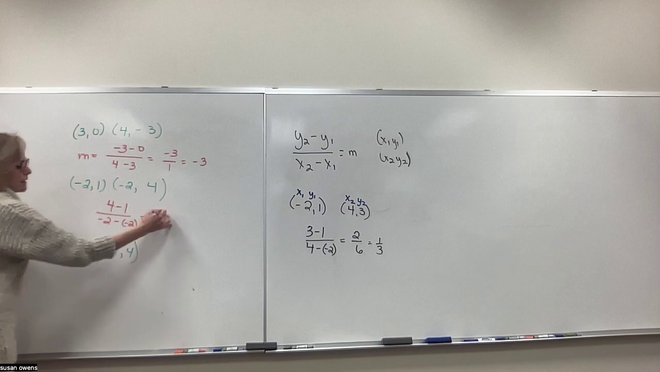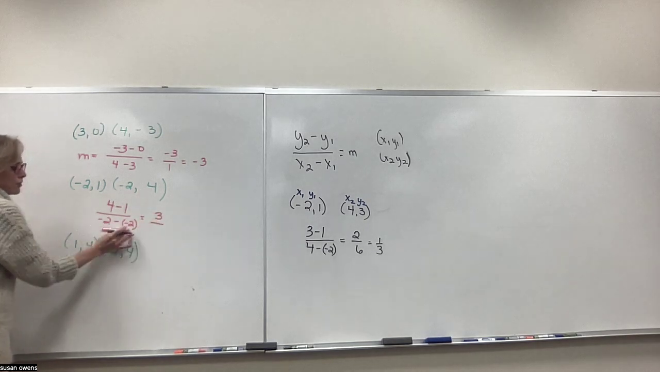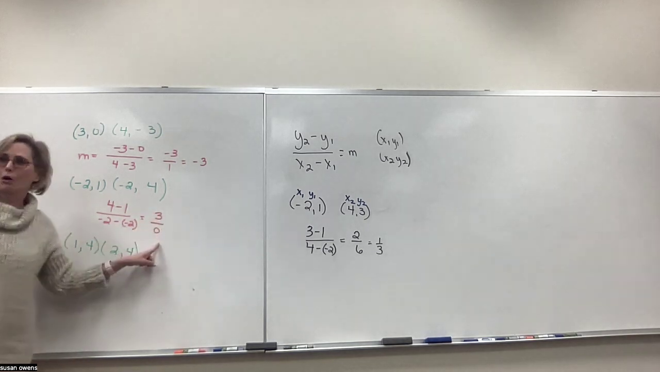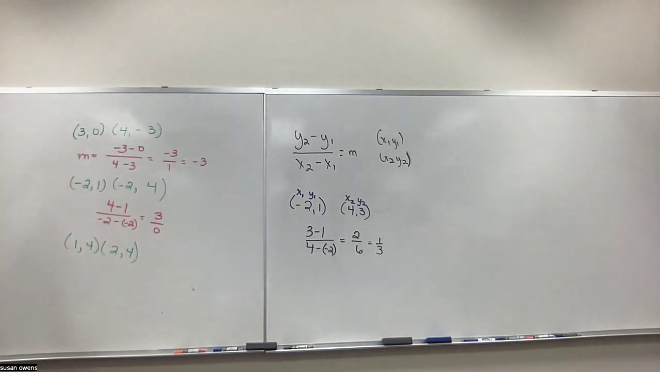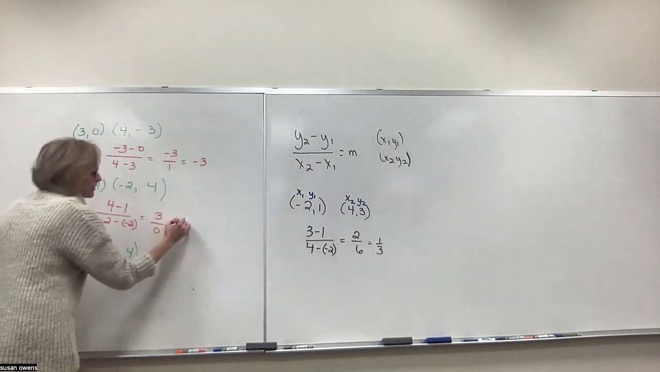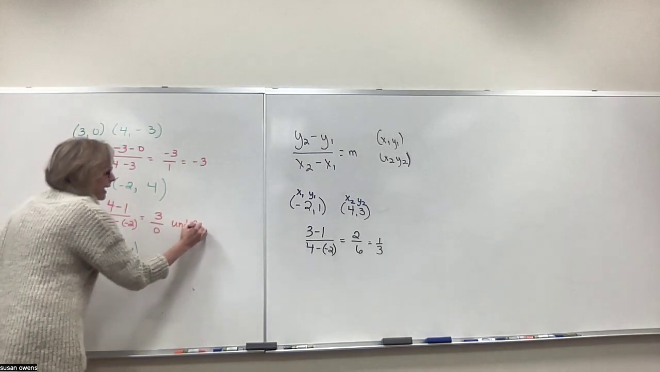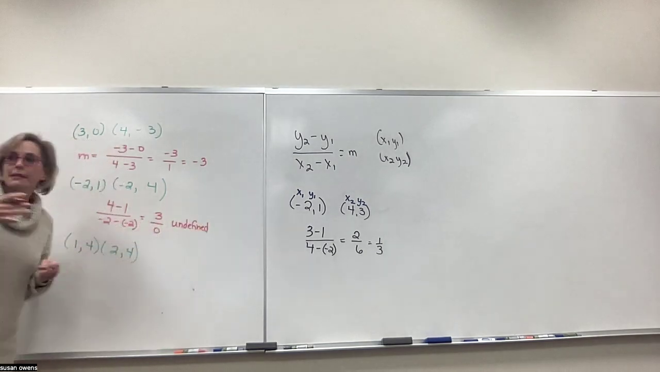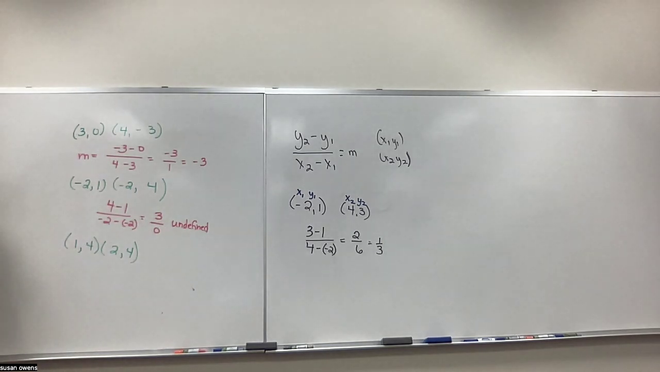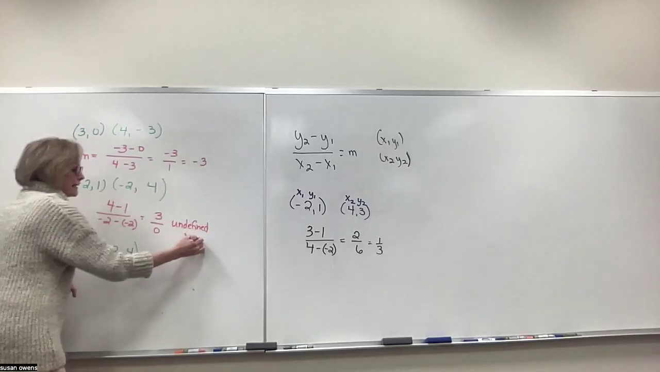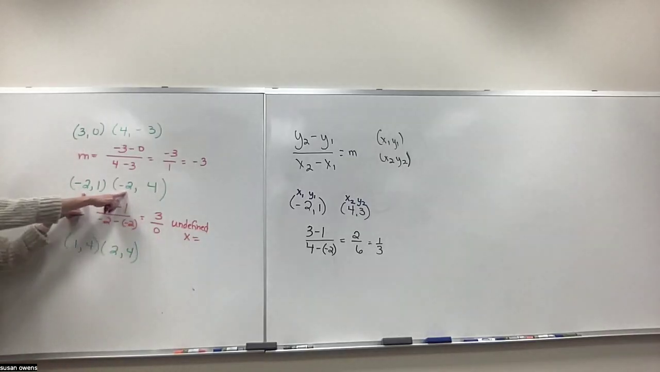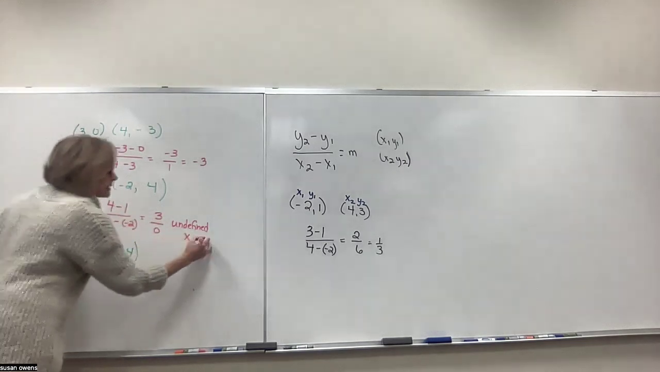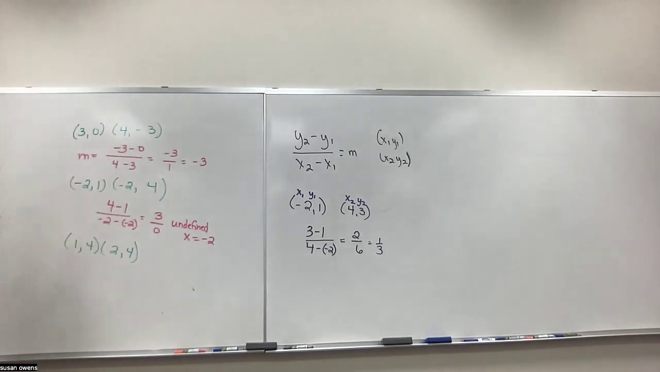So 4 minus 1 is 3, -2 plus 2 is 0. So I have a 0 in the denominator. That's when it becomes undefined. So that's a vertical line right there. And just to show you, at this point, I could write the equation of the line. The equation of the line is going to be x equals, well, what did x equal? You see it was the same thing both times. So the equation of this line is x equals -2. It's a vertical line at -2.